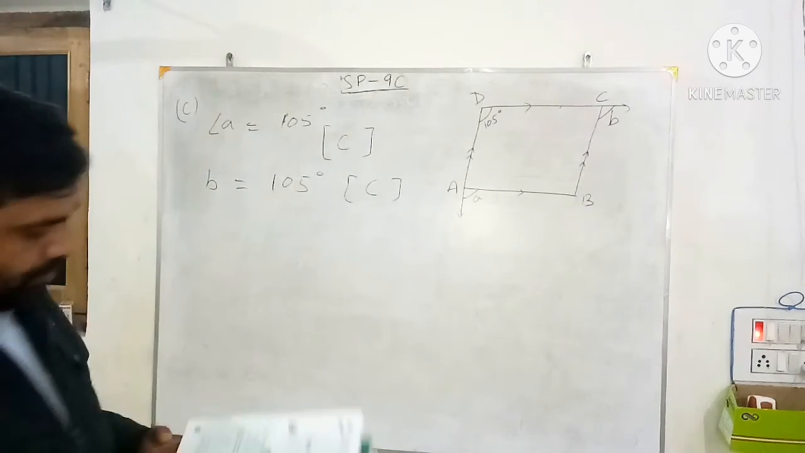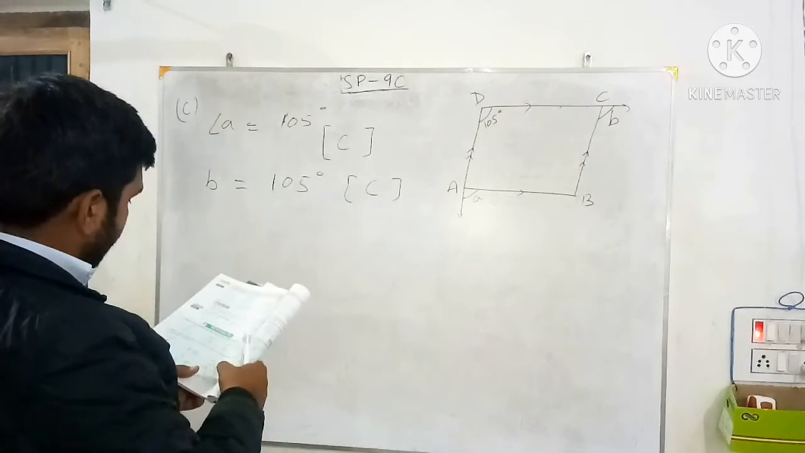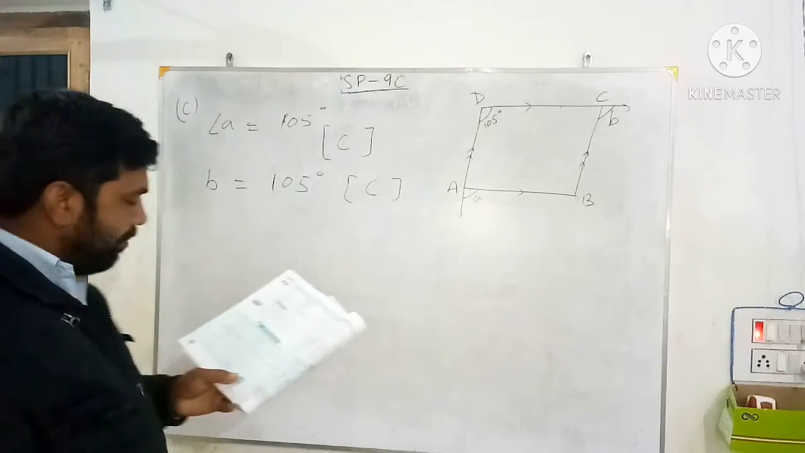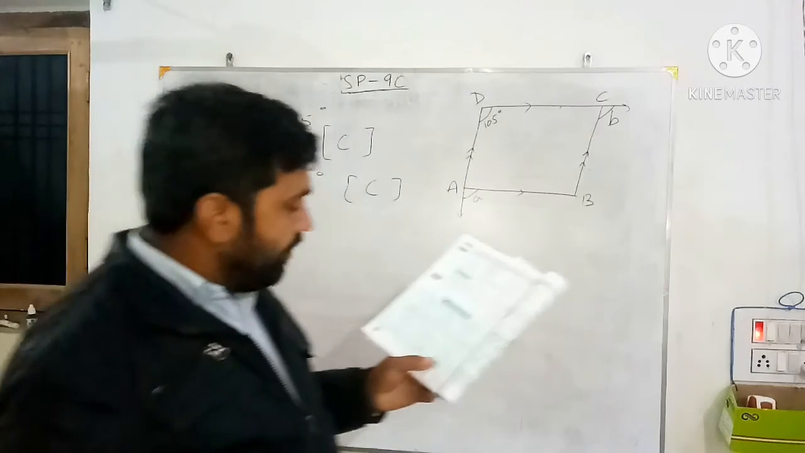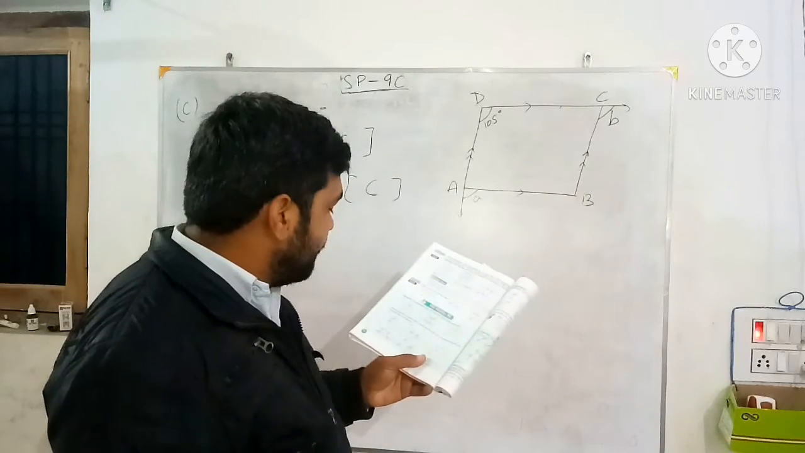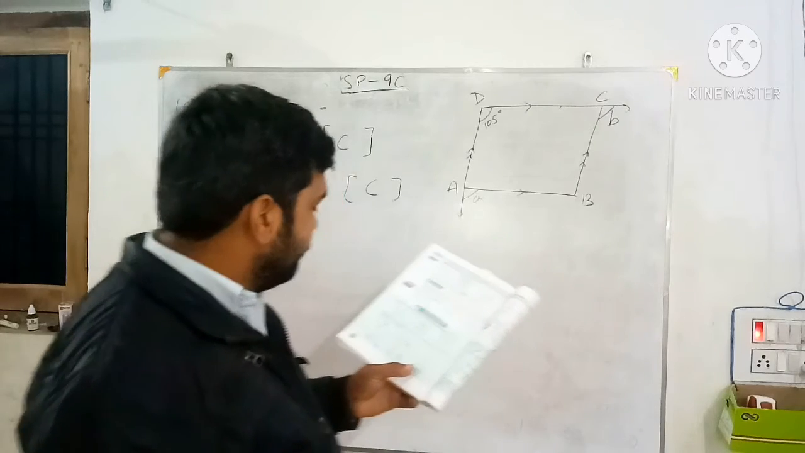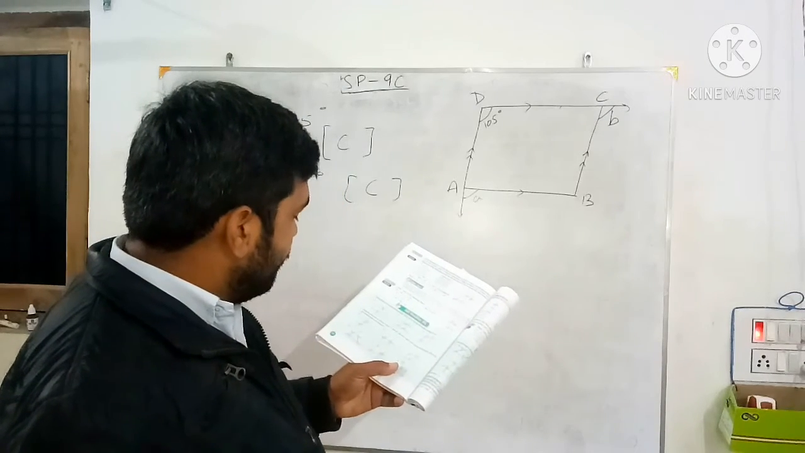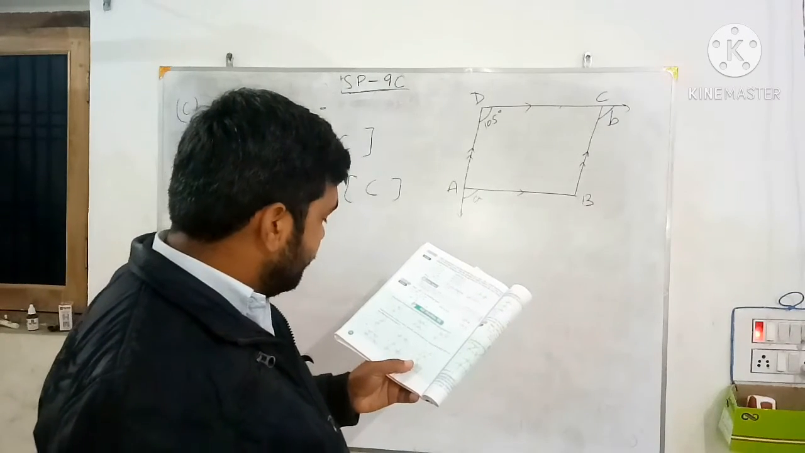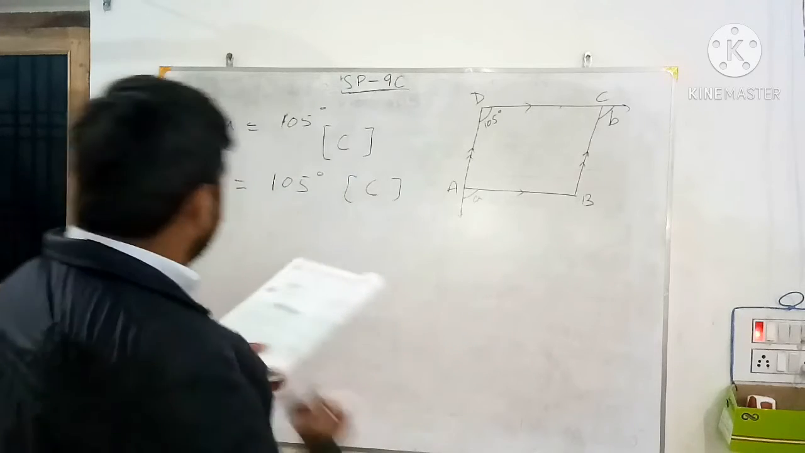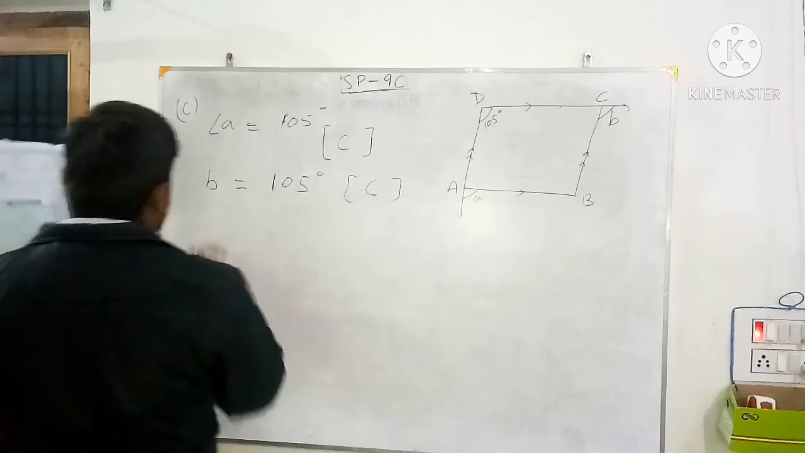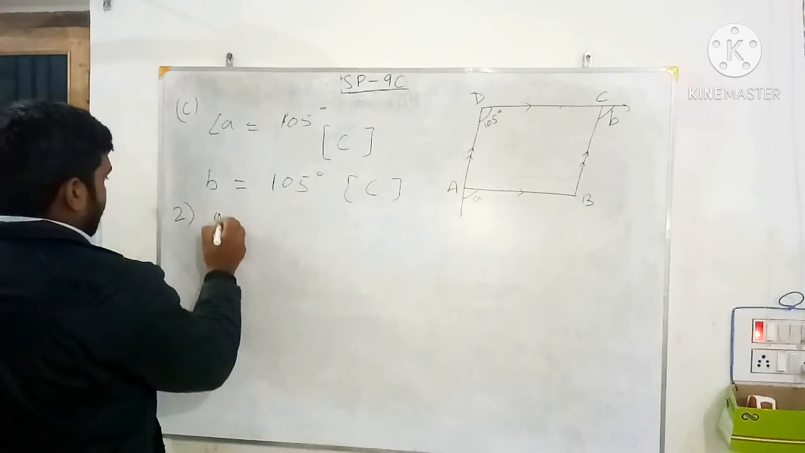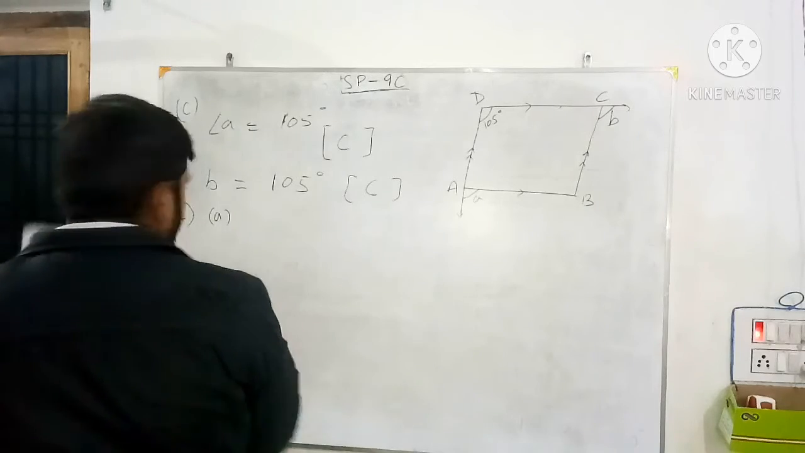Now in question number 2, we have to find, using the properties of adjacent angles, vertically opposite angles and corresponding angles, the size of each angle in the diagram. So we have to find each angle in the diagram. See 2A. First we have to draw the diagram.